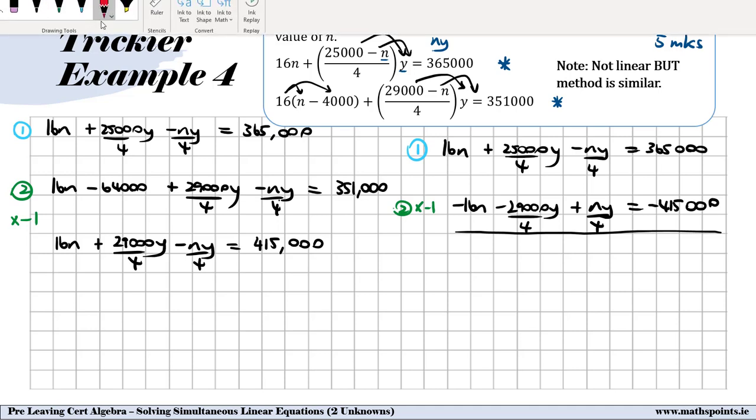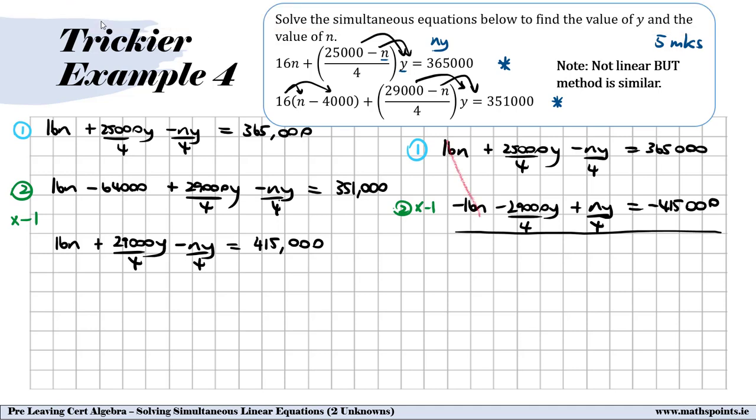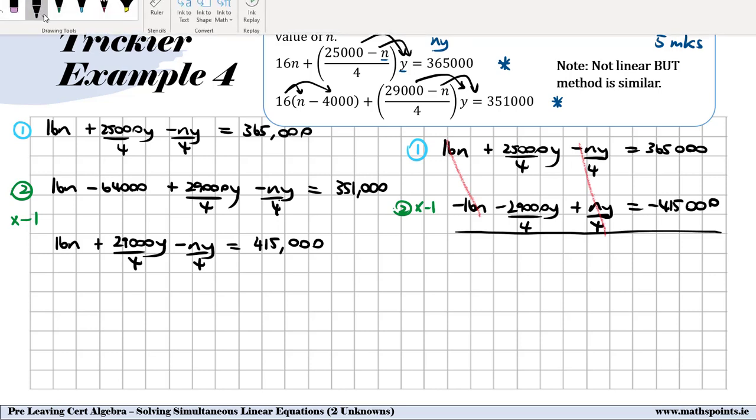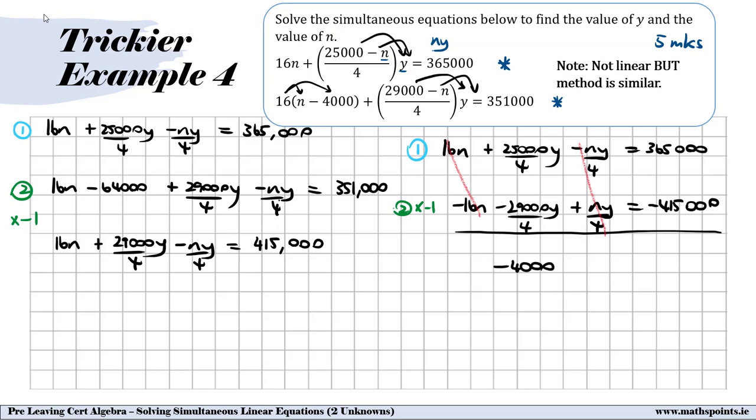I'm going to draw a line underneath, and I'm going to add the two lines. So 16n minus 16n is 0, and so they're eliminated. Minus ny over 4 plus ny over 4, they're eliminated. So even though I had a nonlinear term in the equation, it got eliminated after I multiplied one of the lines by minus 1. So adding down the rest of the terms, I have 25,000y over 4 minus 29,000y over 4, which is minus 4,000y over 4. And then the numbers on the right hand side, I have 365,000 minus 415,000, which gives me minus 50,000.